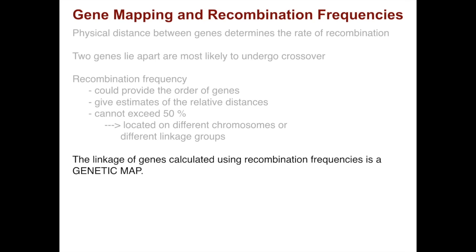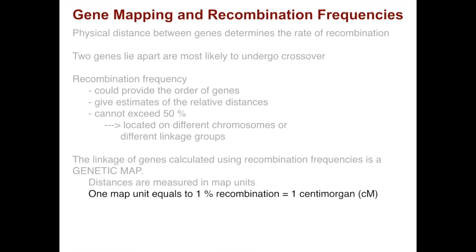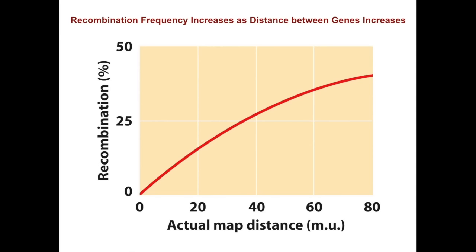The linkage of genes calculated using recombination frequencies is a genetic map. Distances are measured in map units. One map unit equals 1% recombination, which equals 1 centimorgan, and that is named after Thomas Morgan. The linkage of genes calculated by physically locating the gene on the chromosome is a physical map. In this graph, you can see that recombination frequency increases as the distance between genes increases.